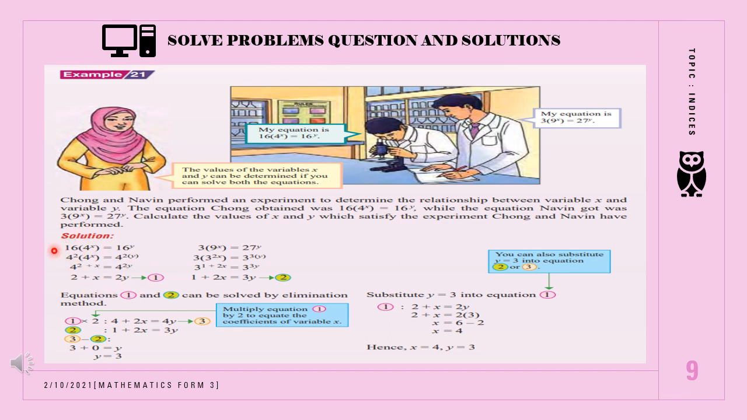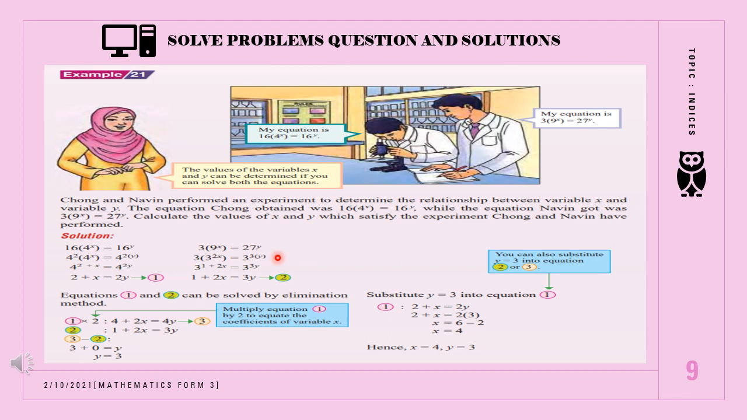Okay, you see the solution, given with two linears, right? So you need to do the solution one by one. We do the first linear: 16 in bracket 4 power of x equals 16 power of y. So 16 is changed to the base of 4, so you get 4 power of 2 plus x equal to 4 power of 2y. And then you just write down the index: 2 plus x equal to 2y. So that is linear one.